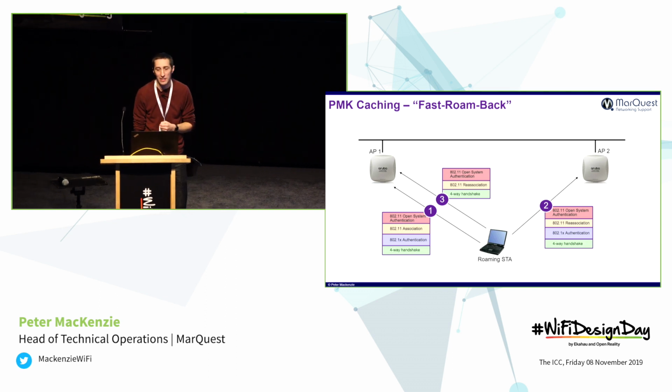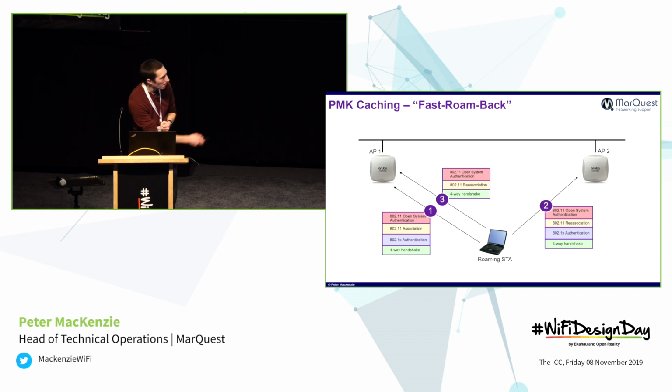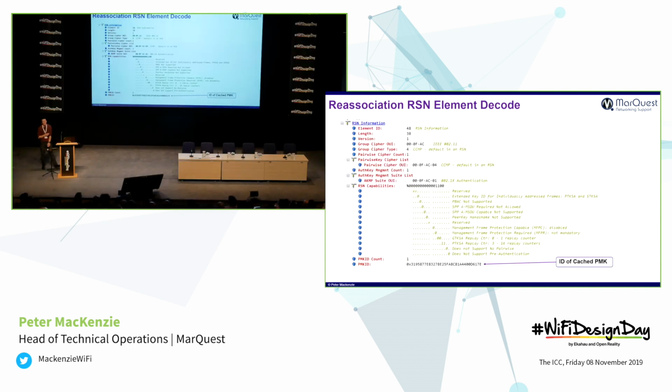You'll see this in the robust security network information element you get inside the reassociation request frame. And one of the things you can see here, if we use a little pointer, is the PMK ID. This is an ID of the cached pairwise master key. And this is a client saying, hey, I've got a cached pairwise master key for you. Let's go straight to the four-way handshake.